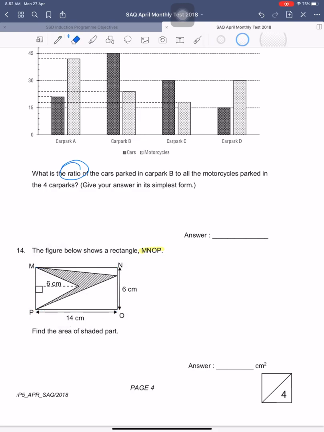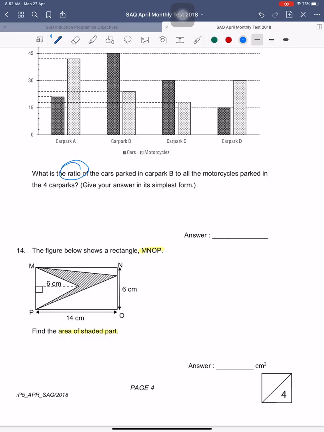Find the area of the shaded part. So it's very obvious that this is the shaded part that we are talking about. If you look at the shape of the shaded part, it is not a rectangle, it is not a triangle, so there's no direct formula to look for it. So how do we solve this question?